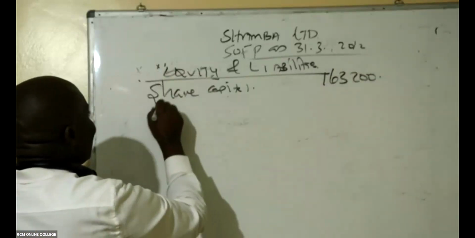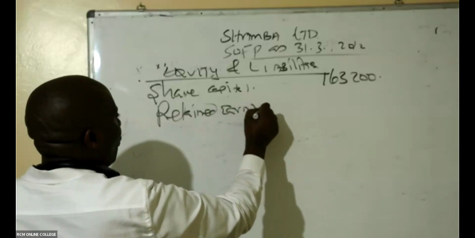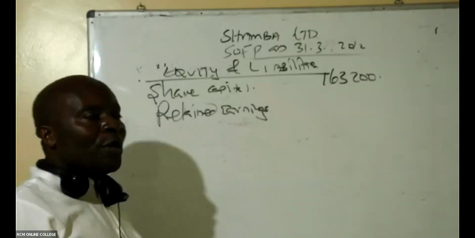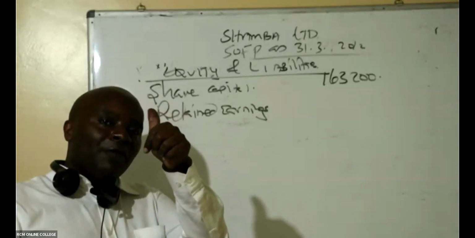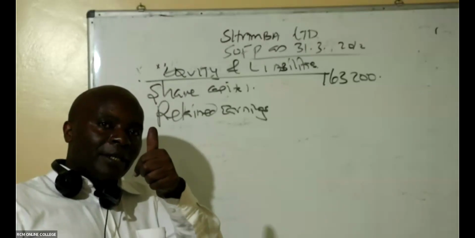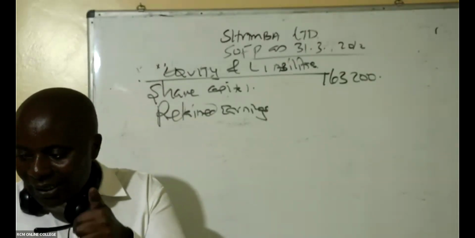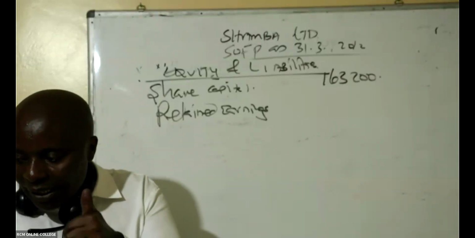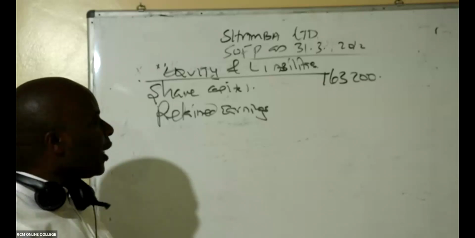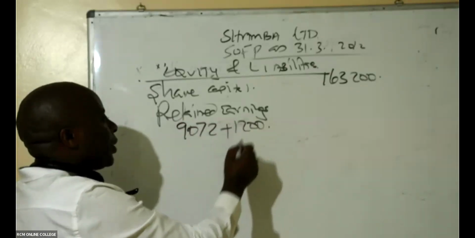And then we have retained earnings, which is a form of equity. So retained earnings, you have to be very, very bright. We have the cumulative retained earnings carried forward. In the income statement, are you able to remember that figure? Was it 90? Is there anybody who is able to remember that figure really? 9,072. Then remember, there are some special retained earnings.